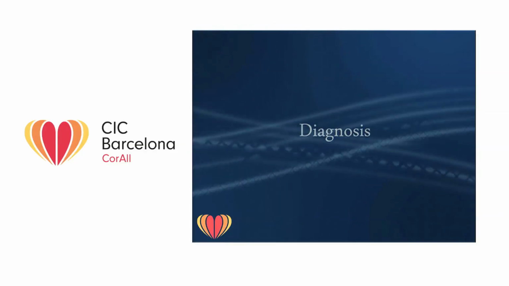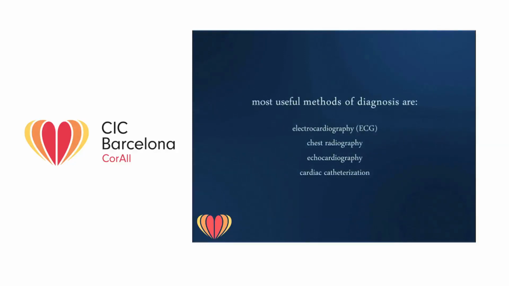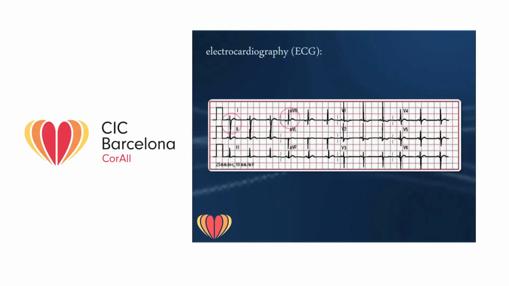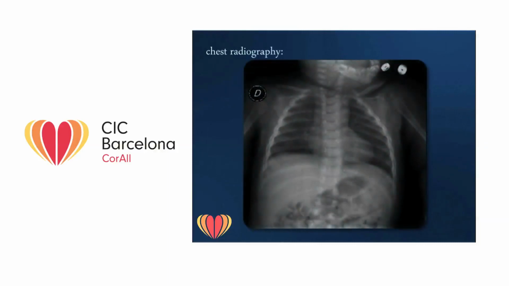The most useful methods of diagnosis are electrocardiography, ECG, chest radiography, echocardiography, cardiac catheterization. Electrocardiography shows right axis deviation and right ventricular hypertrophy. Chest radiography may be useful for the diagnosis as it shows a typical view of the Fallot. Pulmonary hypoperfusion and left cardiac border uplifted apex, which is referred to as boot-shaped heart.